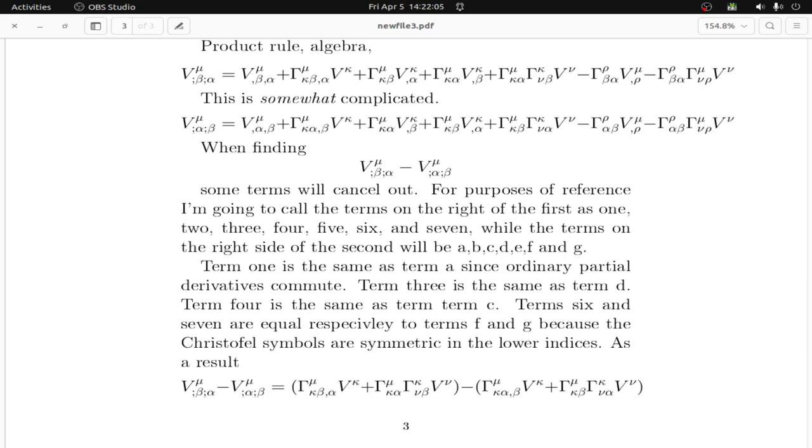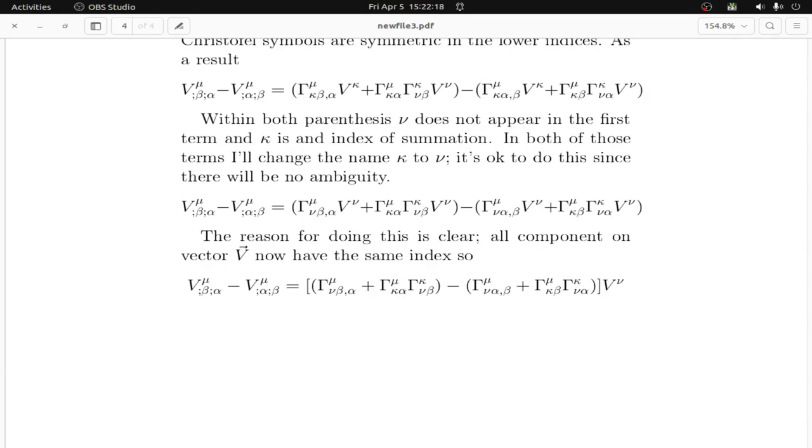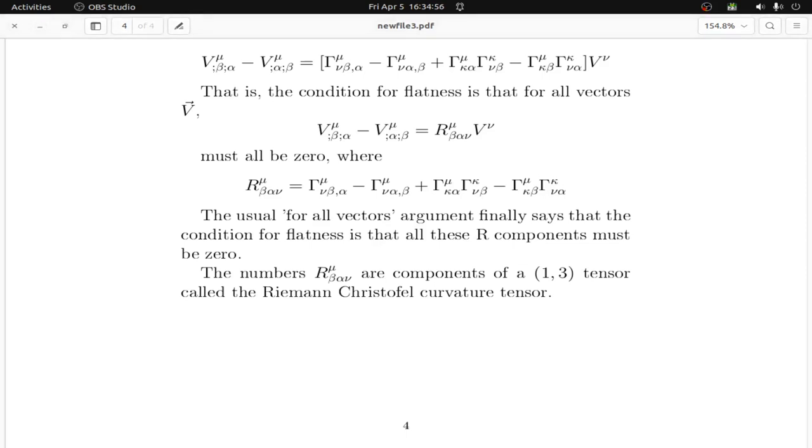If you look at the two quantities inside the parentheses on the right, in the first term of each of them, kappa is an index of summation, and the letter nu does not appear. Therefore, in the first two parentheses, I'm going to stop calling the index of summation kappa and replace it with nu. The reason for doing that is it will let me factor the vector components out now.